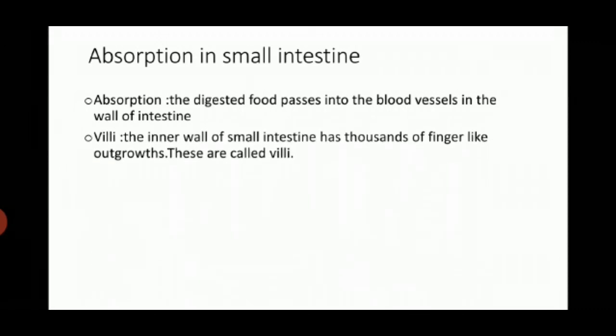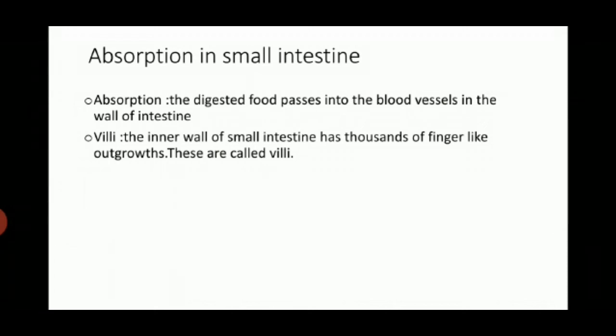Villi. The inner wall of the small intestine has thousands of finger-like outgrowths. These are called villi, and in the singular it is called villus. Now see, you can imagine your hand. If you did not have fingers, would it be easy to collect anything inside? Would it be easy for you to just take anything inside? See, fingers help in collection. Similarly, the intestinal walls also have finger-like projections, which we call villi, and these villi are again connected to blood vessels.